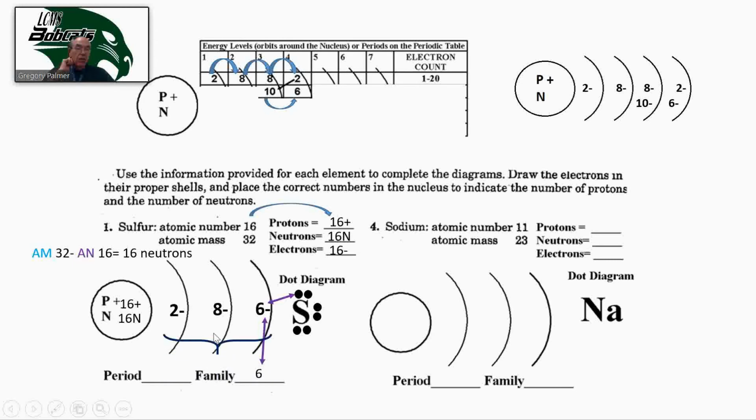We see that there are 3 energy levels for this element. We know that the energy levels equal the period, so it's going to be period 3.